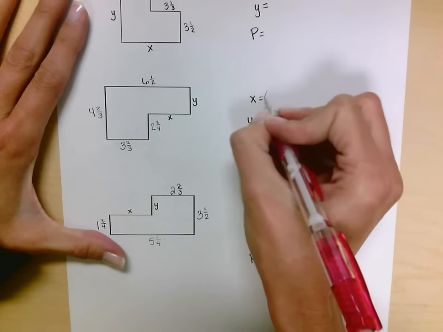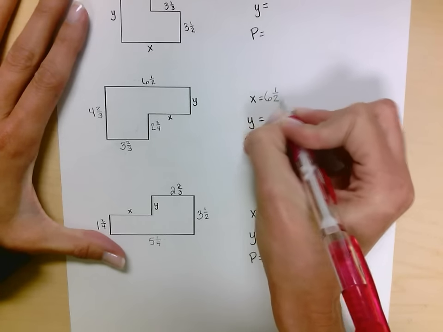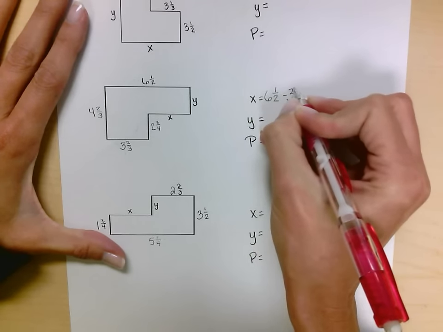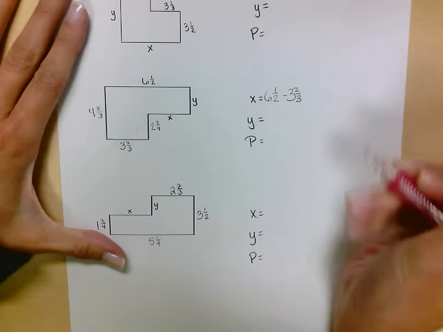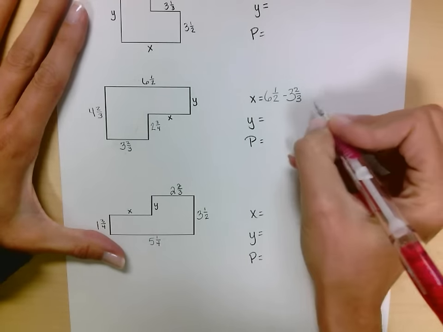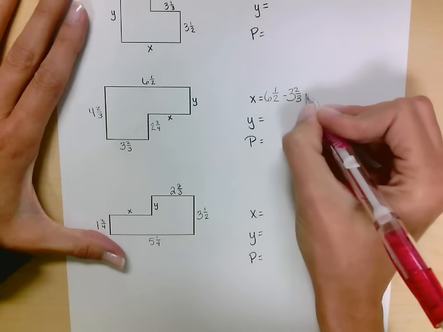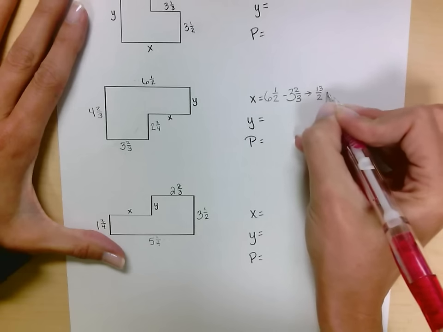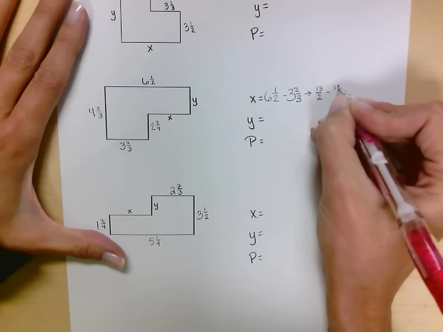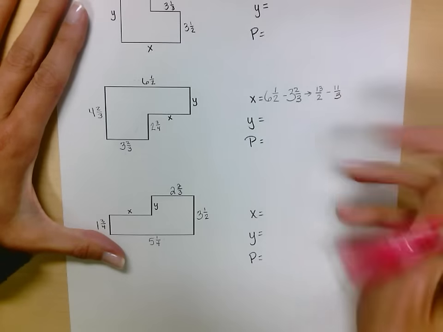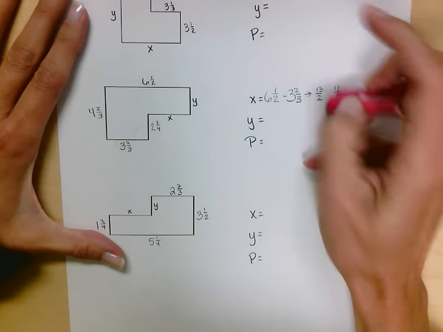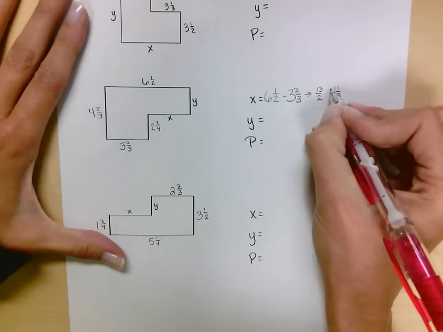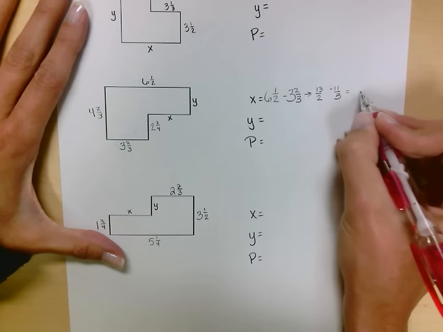So for x, we're going to take 6½ minus 3 2/3. Let's change everything to improper. So we get 13/2 minus 11/3. Remember, this minus sign goes up here and makes the 11 negative. So now do your butterfly method.